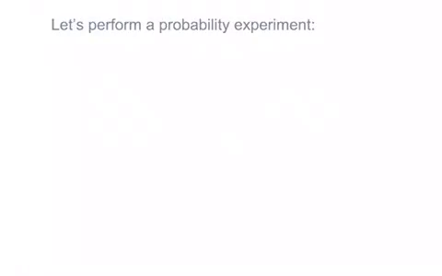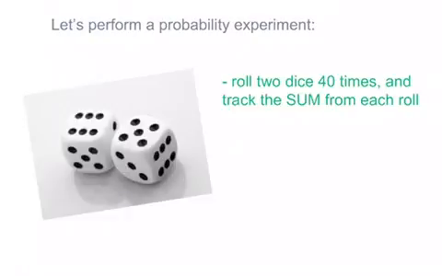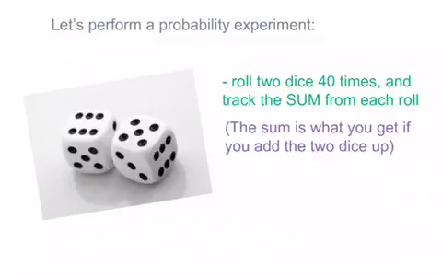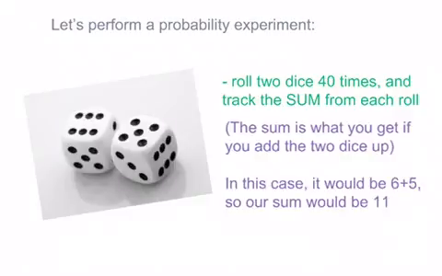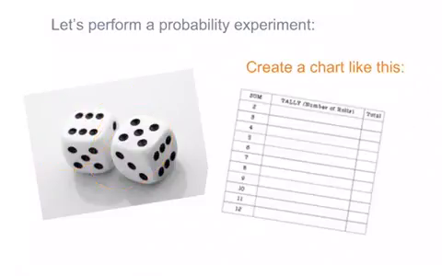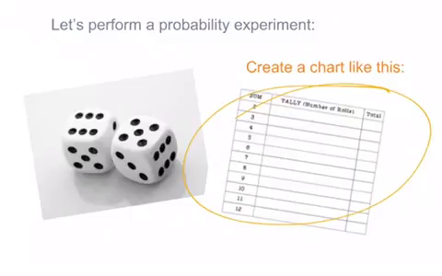So let's perform a probability experiment. You are going to each get 2 dice, and you are going to roll them for a total of 40 times. So if you want to break it up 20 and 20, that's fine. And then you're going to track the sum from each roll. So a reminder is that the sum is what you get if you add the 2 dice up. So when you're looking at the example here, it would be 6 plus 5, so the sum would be 11. And you're going to create a chart that looks like this to track your information.